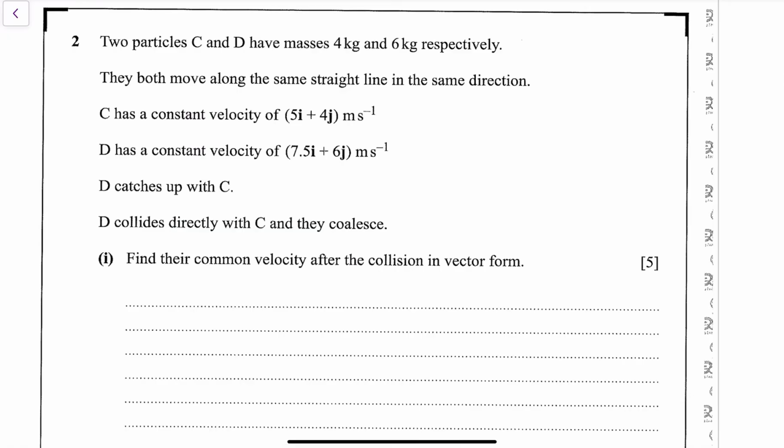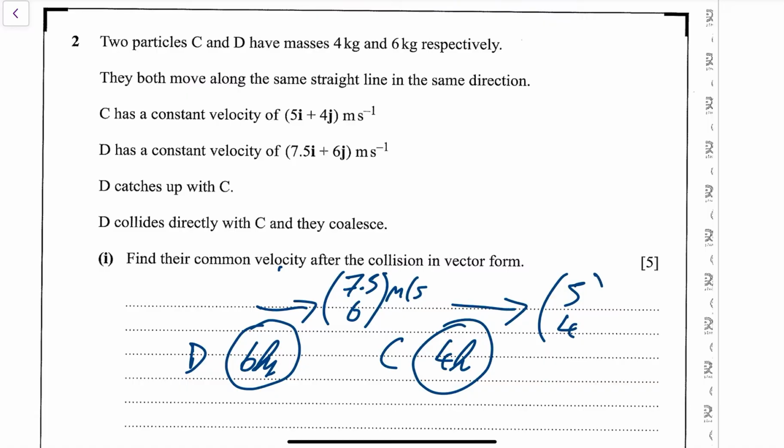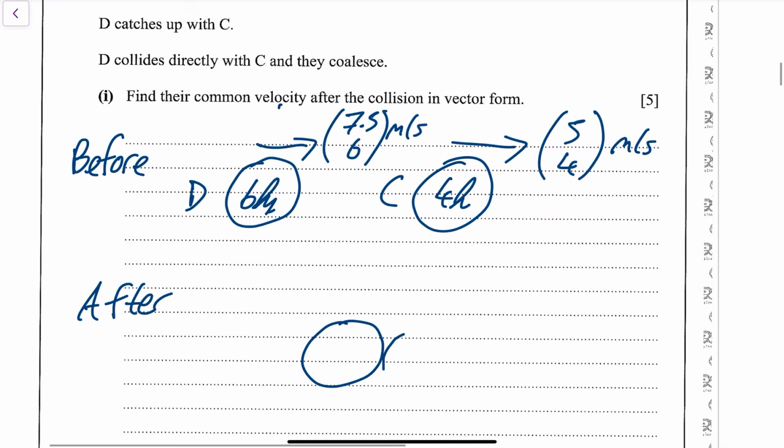Right, so D is behind. I did this first time, I made a wee mistake. I had C chasing D, but D is the one that's trying to catch up. There's my very good diagram. So just two circles, and the velocity of the first one, D, was 7.5i plus 6j, which has a speed of 7.56 meters per second. The velocity of the second one, C, was 5.4 meters per second. This is the before diagram, and then we're using the after diagram, where we just have them both together.